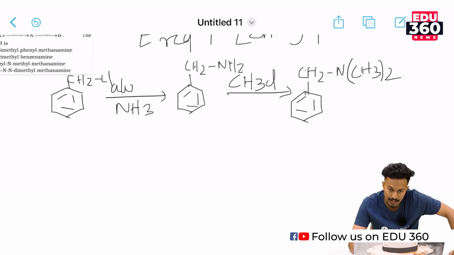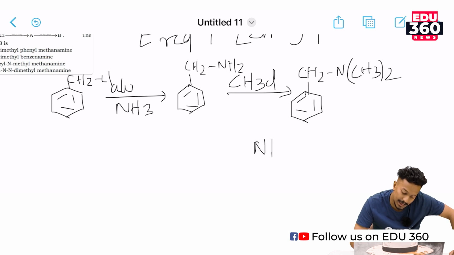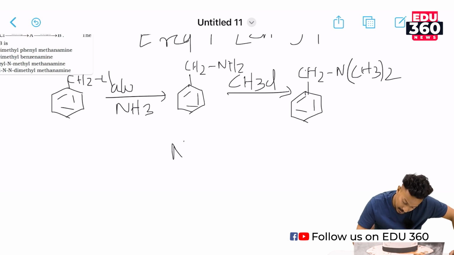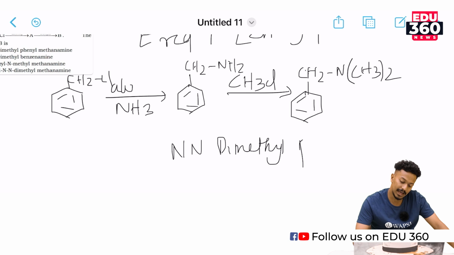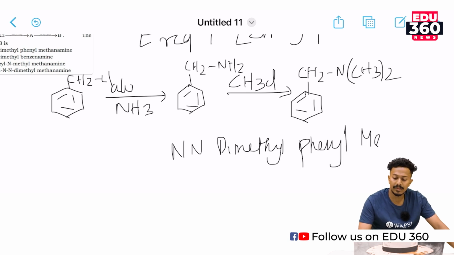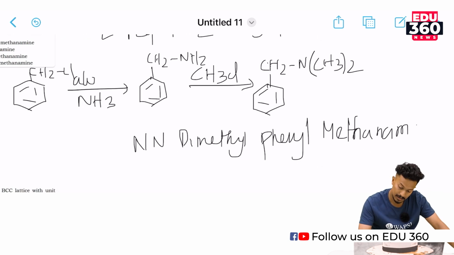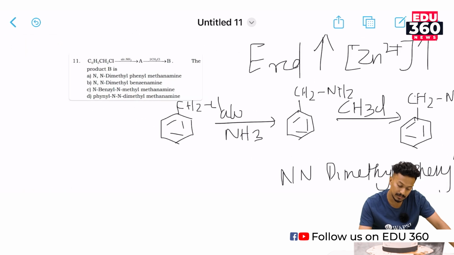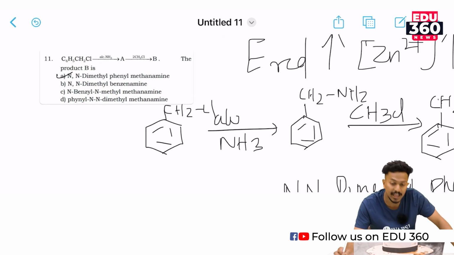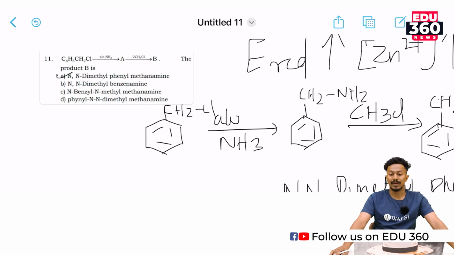Methanamine, CH2, N, CH3 twice, N, phenyl. Sorry, we have two methyls: N,N-dimethyl phenyl methanamine. So this is the correct answer, which is option A, N,N-dimethyl phenyl methanamine.